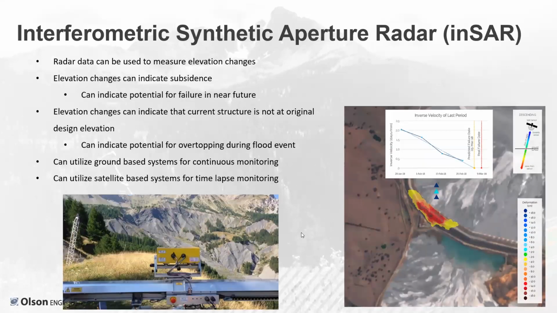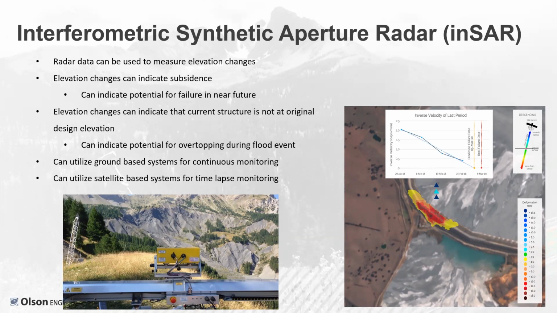Another method is interferometric synthetic aperture radar, InSAR. We can use this data to indicate surface changes, either elevation changes across the top of the dam or surface changes along the face of the dam, and these can indicate potential for failure. So we can look not only at the elevation change, but at how fast that is occurring if we have a sensor in place.